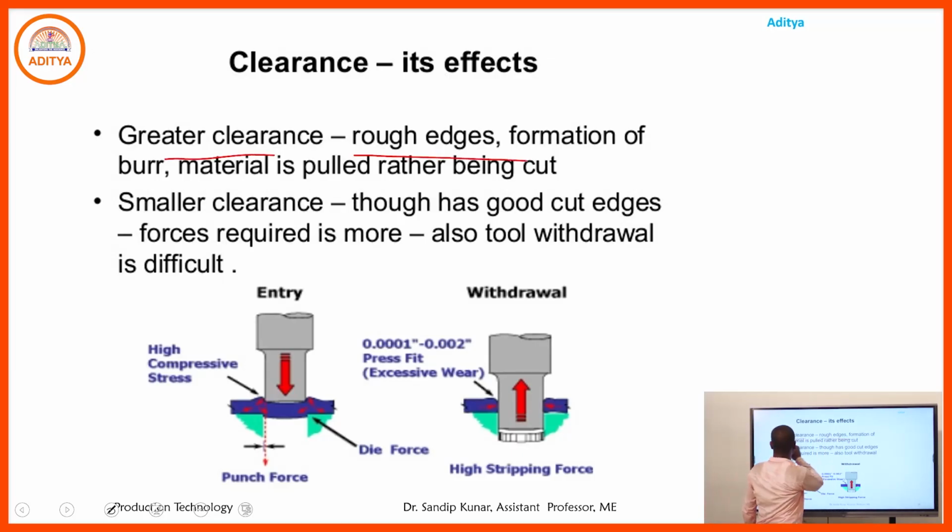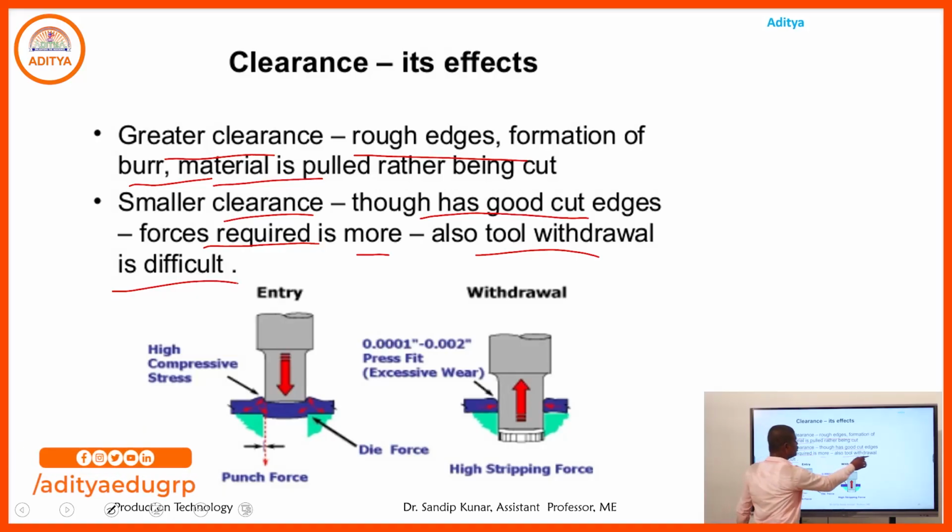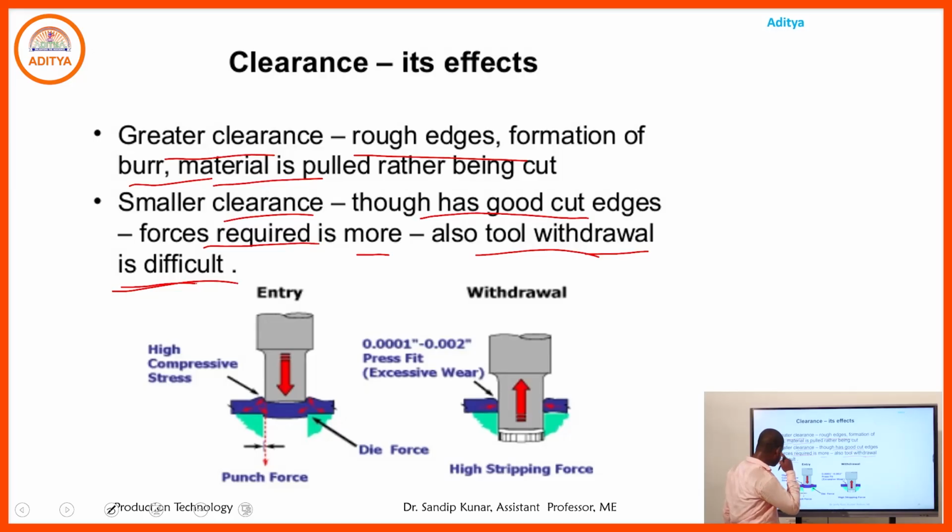Greater clearance gives rough edges and formation of burr, as the material will be pulled rather than being cut. Smaller clearance gives good cut edges, but the force required is more, and tool withdrawal is difficult. Sometimes, due to smaller clearance, the cutting edges will be good but the force is more. Sometimes the problem is tool withdrawal, which can become difficult. So we get high compressive stress in case of smaller clearance between punch and die.